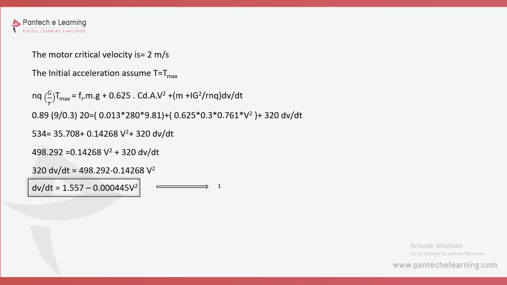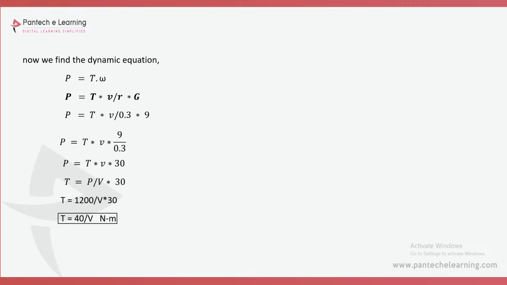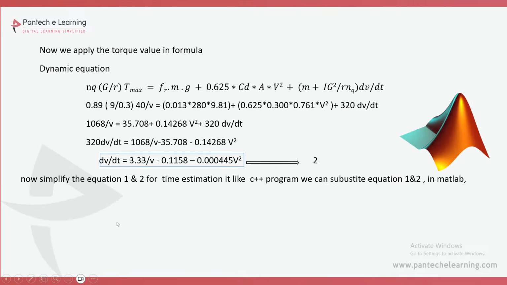Okay, so next we have to find the dynamic equations. For dynamic, it means how much maximum torque is produced by your motor. So same formula. This time we have to find out the torque and velocity, because we don't know the velocity, so we take velocity as constant, but we have to find the torque. We can simplify in the same manner. We can get 40 by V newton meter. So the same values we apply in the formula. So 40 by V, now we can simplify in the same manner.